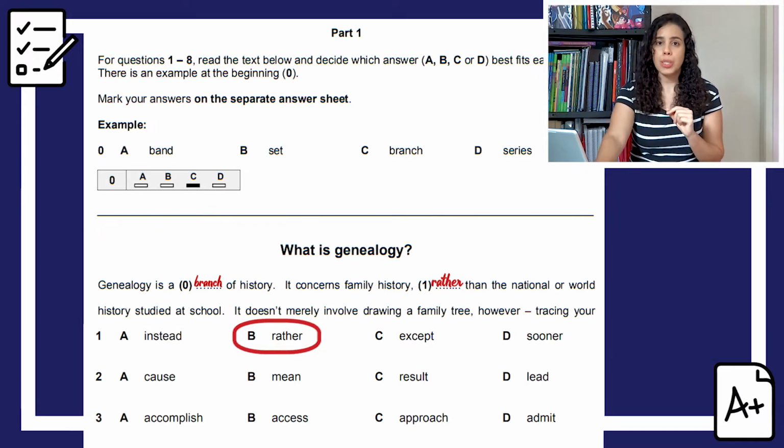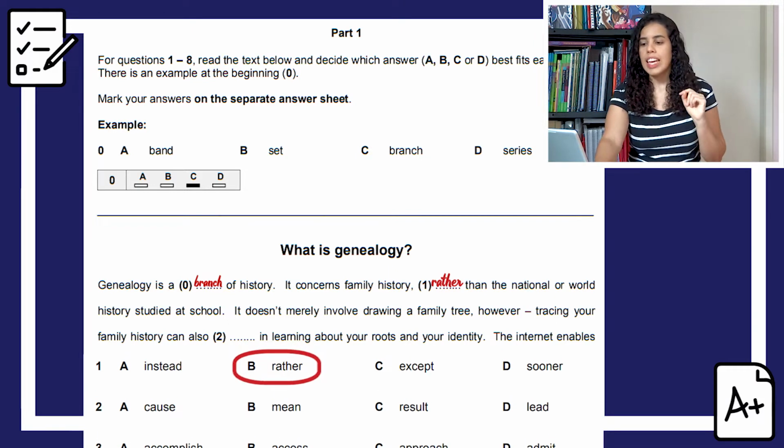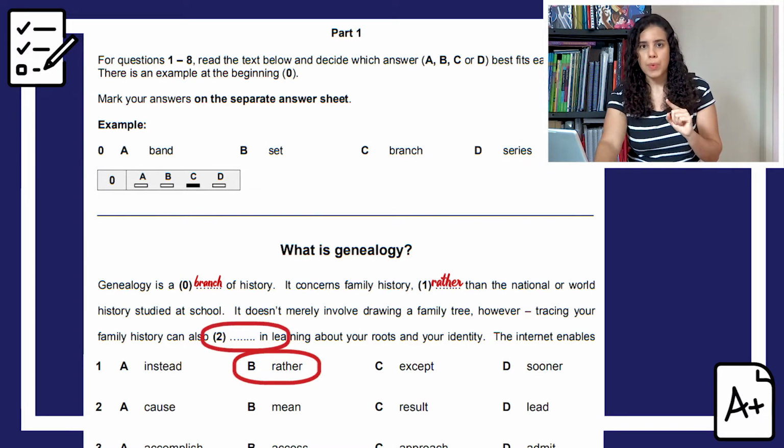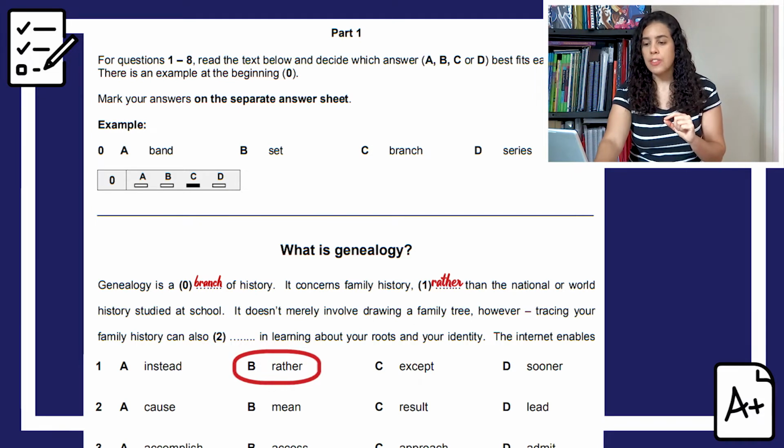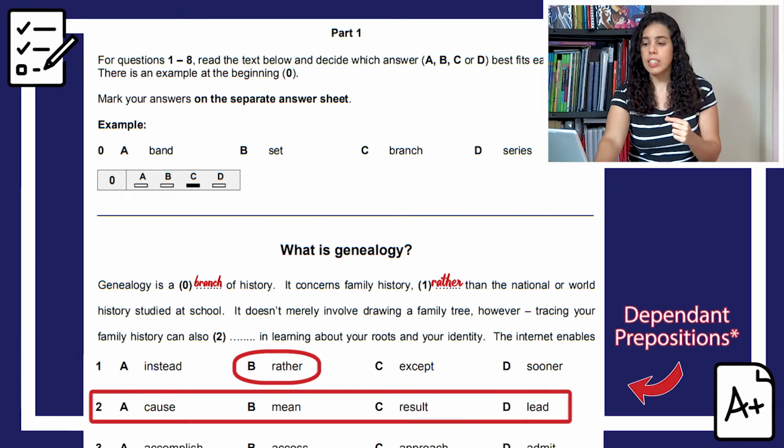The same happens to number 2. Let's look at it. It doesn't merely involve drawing a family tree. However, tracing your family history can also blank in learning about your roots and your identity. The word that follows the gap is in. So let's try and see if the alternatives provided collocate with in. Can also cause in, can also mean in, can also result in, can also lead in.